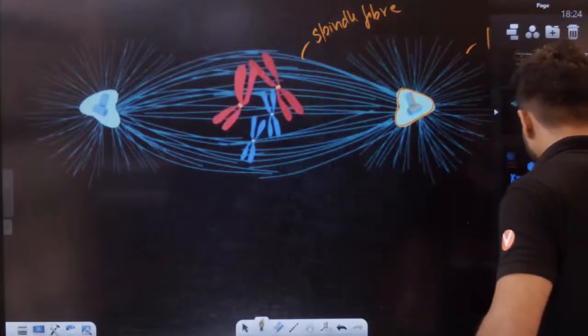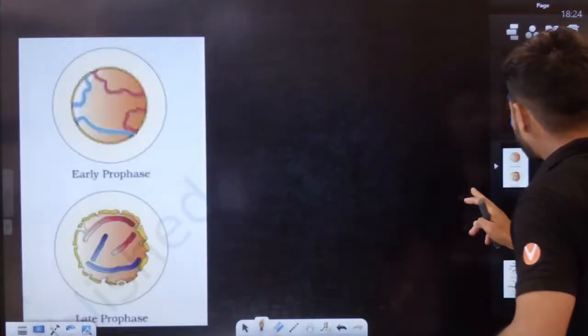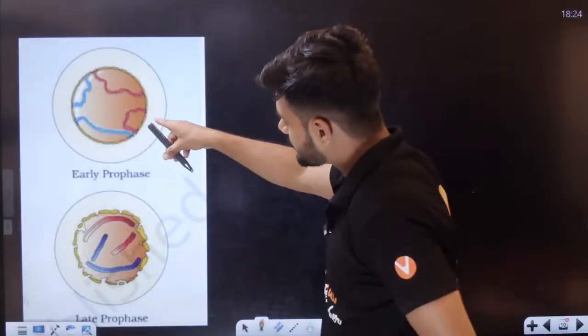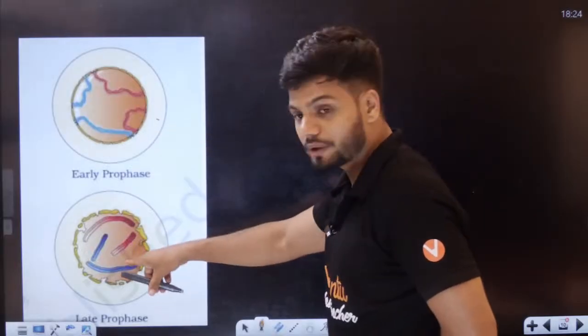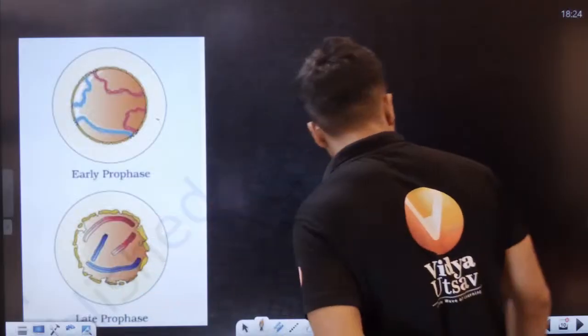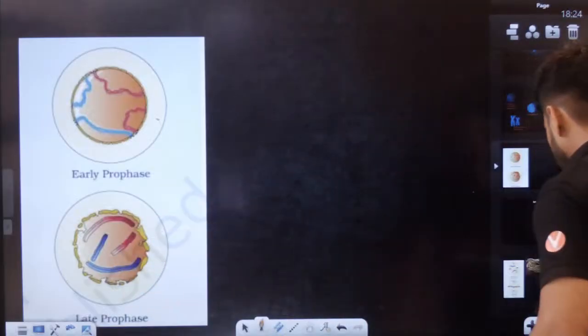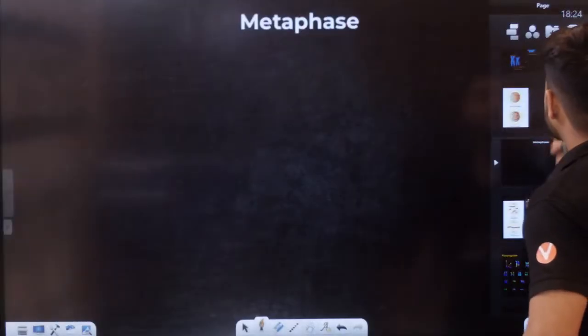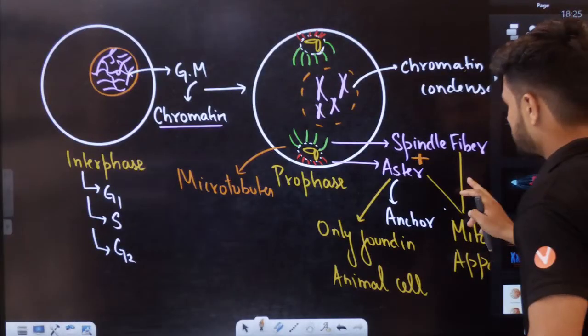Prophase done? Okay, now students, you can see the NCERT diagram, early prophase, late prophase. You can see condensation has happened here. Now, students, what exactly happens in the case of metaphase? Let us go back to this diagram.